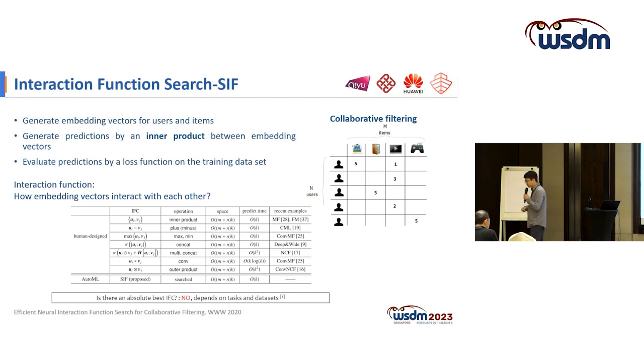They find that different operators win different games on different test data sets, which means there's no global operator that always wins across different data sets. So this motivates this work: maybe we need to search different interaction functions given different data sets.